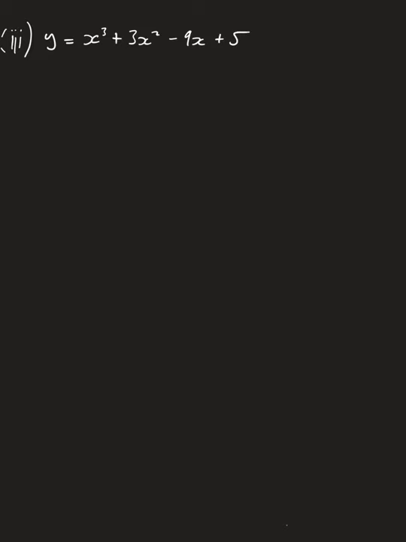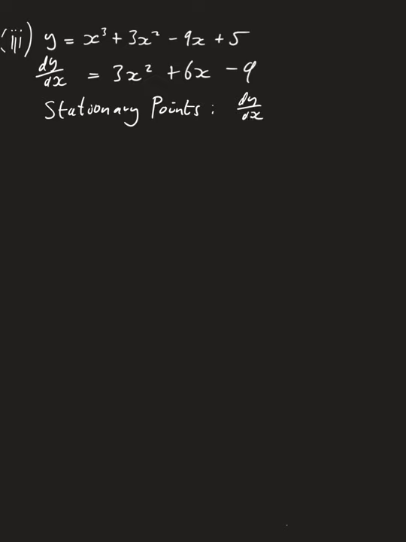Next example is part 3 of question 1. We're given this function, y is x cubed plus 3x squared minus 9x plus 5. So the first step is to look for stationary points. So we get dy/dx is equal to 3x squared plus 6x minus 9. As before, we find stationary points by letting dy/dx equal to 0. So that means that 3x squared plus 6x minus 9 is equal to 0.